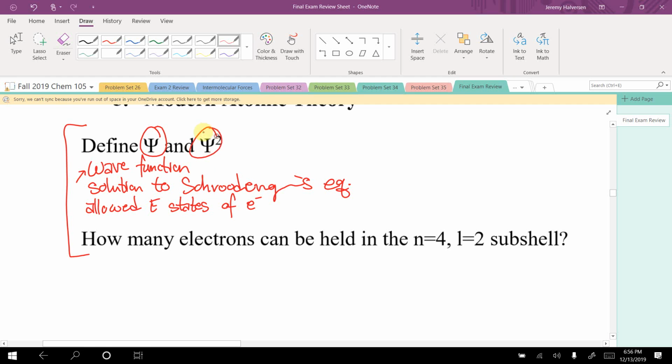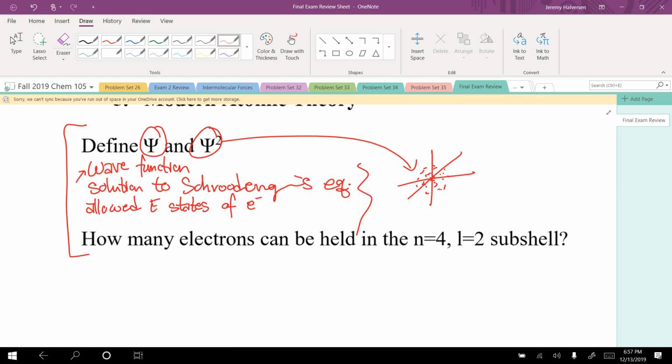What do we care about? Psi squared. Okay? And if you square it, what do you get? Yeah, you get the probability distribution. I don't remember if you remember this graph. It had a bunch of dots on it. You guys remember that graph? Okay. It gives you a probability plot of where the electron is likely to be.